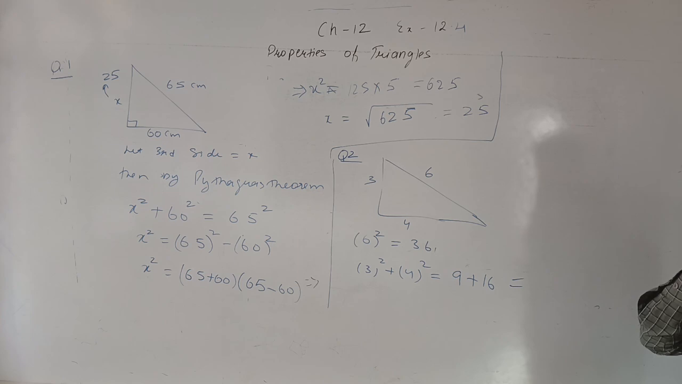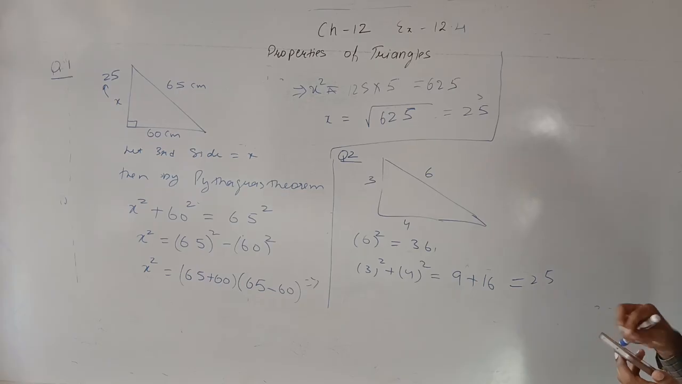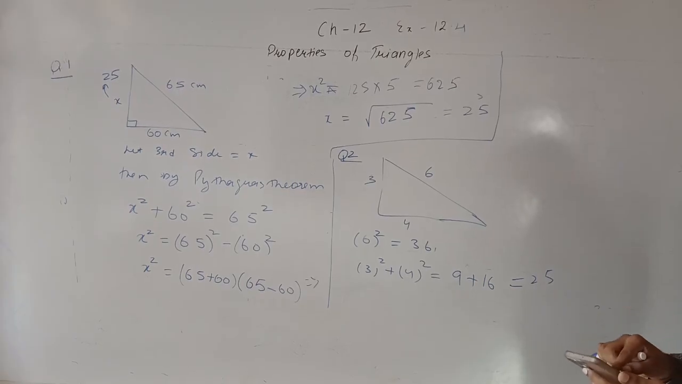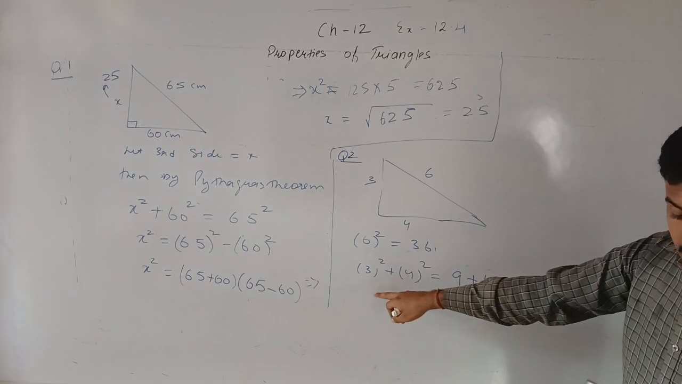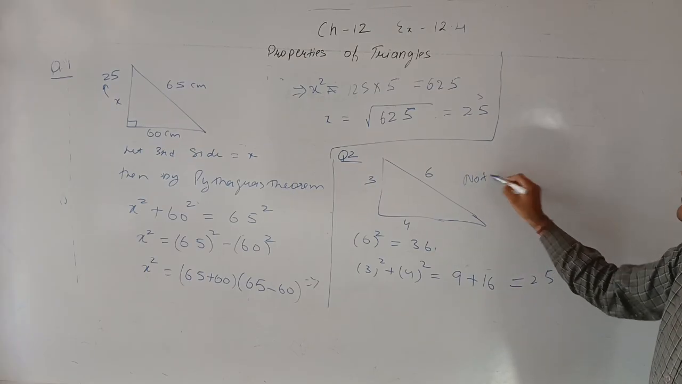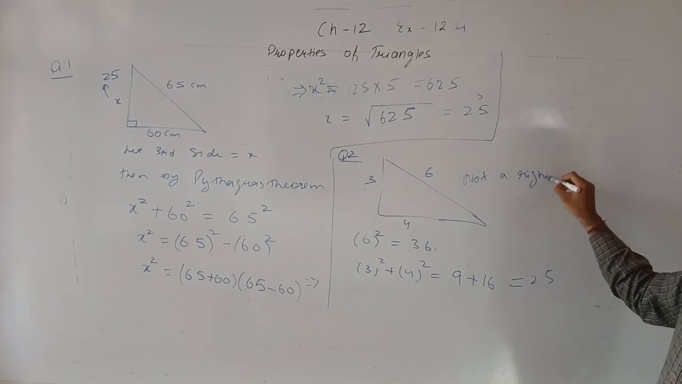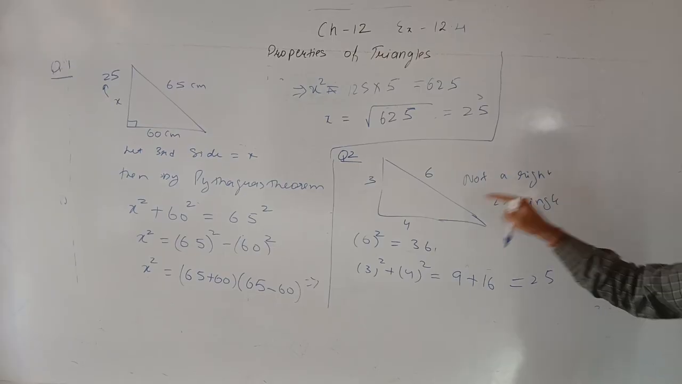So the sum must be equal to 36, but here it comes out to be 25, which is not equal to 6 squared. Therefore, it is not a right angle triangle.